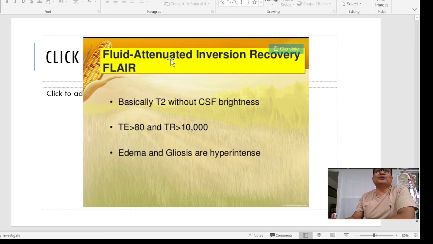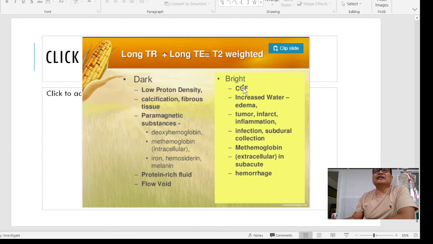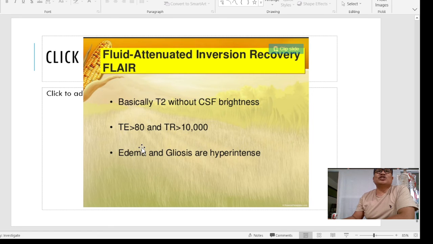Then you have your FLAIR, fluid attenuated inversion recovery. So, basically, we're in the T2 without CSF brightness. So, kani siya, minus na siya sa CSF brightness. Pero, and the rest, naa gyapon. Medyo pareha sila sa T2, ang FLAIR nga sequence. So, edema and gliosis, when you say gliosis is, ang imuhang supporting cells are nag-calcify, no? Hyperintense ang ilahang appearance.